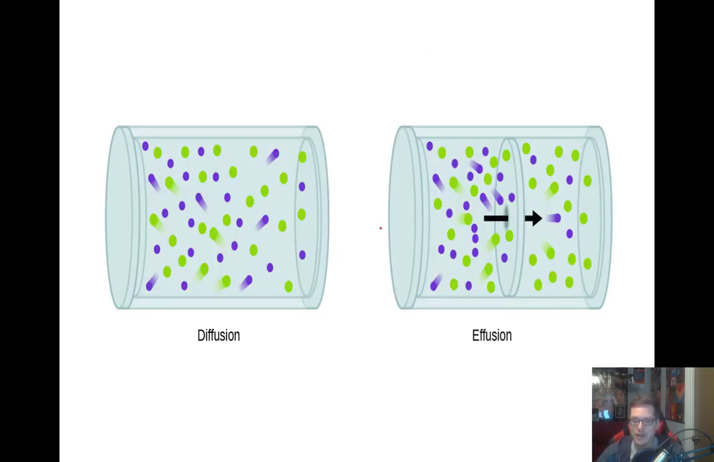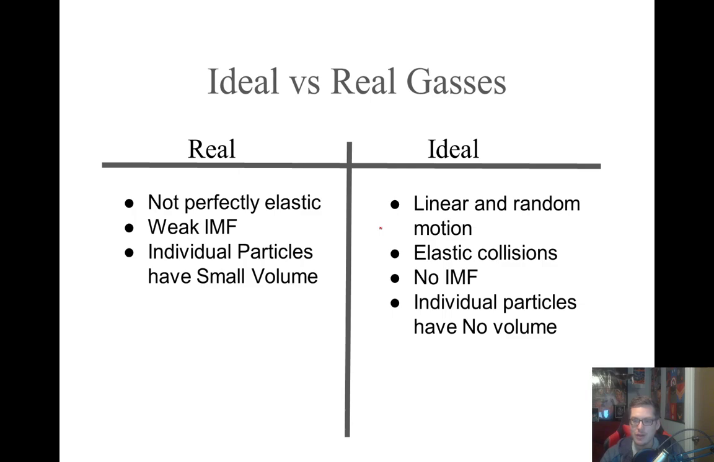So here's just a little graphic. Here's your diffusion going on your left, and then your effusion is when those guys travel through that little hole over there. Last thing here in part one is ideal versus real gases.